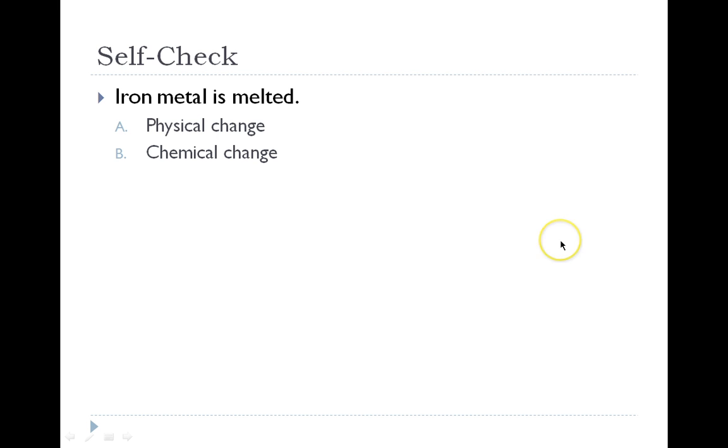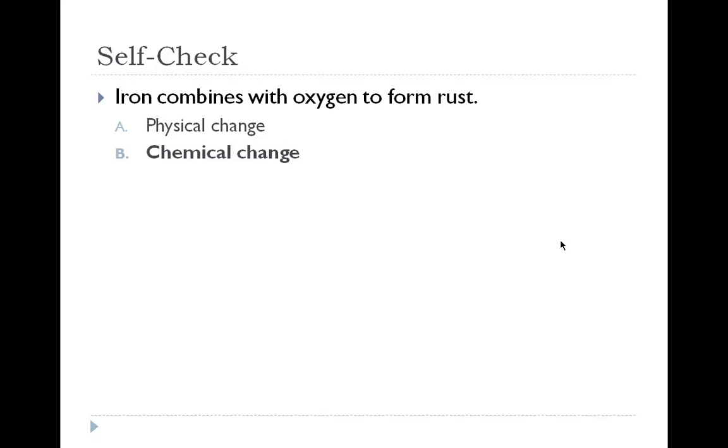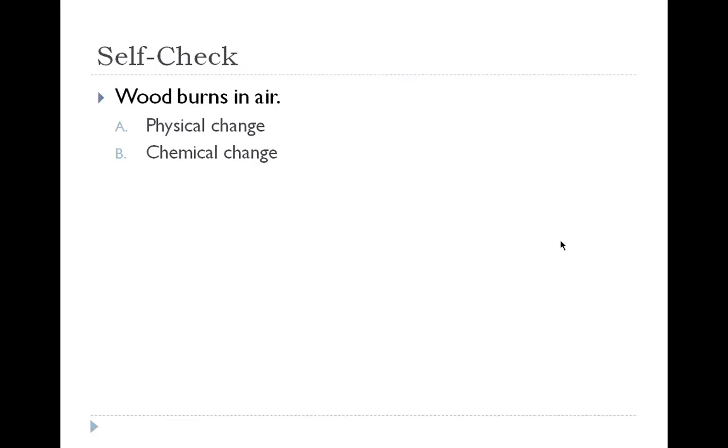Let's self-check ourselves now. Iron metal is melted. Is it physical or chemical? Good, physical. Iron combines with oxygen to form rust. Chemical, because we have a change occurring. Atoms must be rearranging if iron's combining with oxygen.